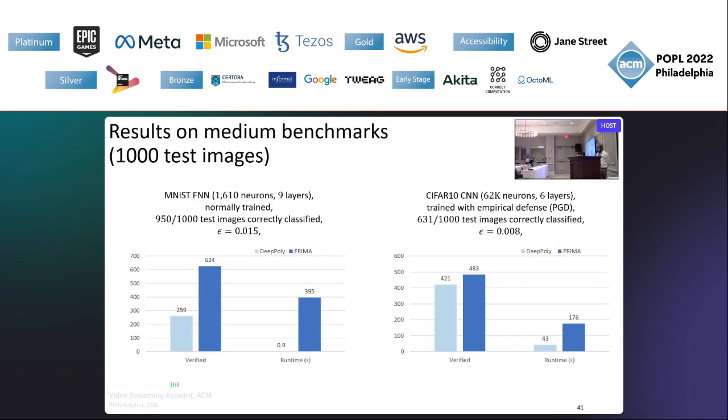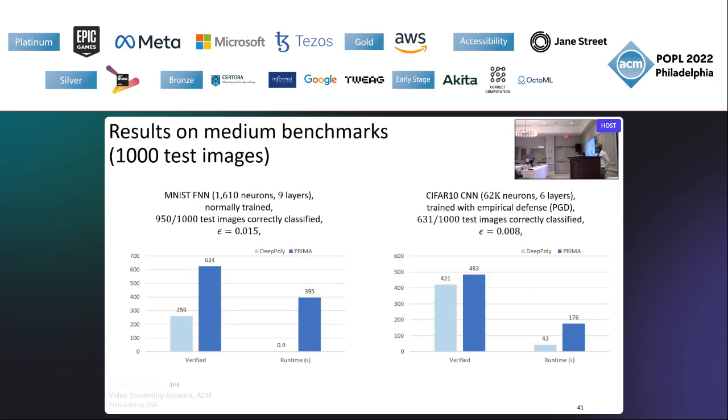On the left-hand side, the epsilon is bigger. On the right-hand side, the epsilon is smaller. And here I compare the precision and the runtime of two methods, DeepPoly and PRIMA. DeepPoly does not use any solver, and PRIMA tries to refine it with mixed integer linear programming and also the KReLU transformations, KReLU approximations. So what you see on the left-hand side, PRIMA is able to prove 624, while DeepPoly only proves 259. So this is a big gap if you use the incomplete methods.